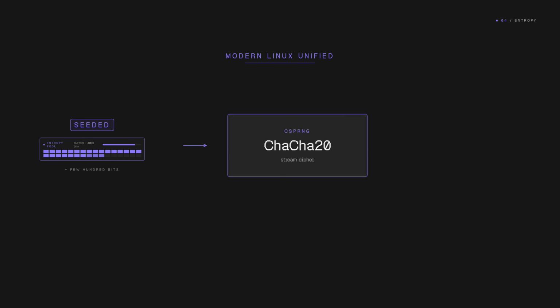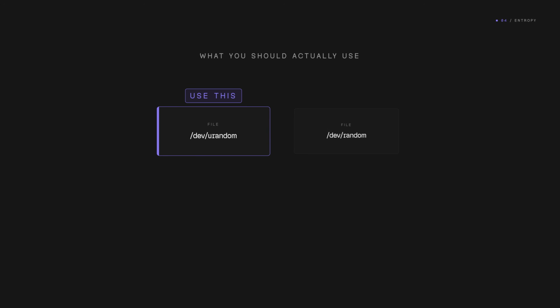For years, this distinction caused massive confusion. People assumed /dev/random was more secure because it blocked, so they used it for key generation, and their programs would hang for minutes on headless servers with no mouse and no keyboard. Modern Linux has mostly unified these. Once the pool has been seeded with enough entropy at boot, usually a few hundred bits, the CSPRNG output is cryptographically indistinguishable from true randomness. At that point, /dev/urandom is exactly what you want for almost everything.